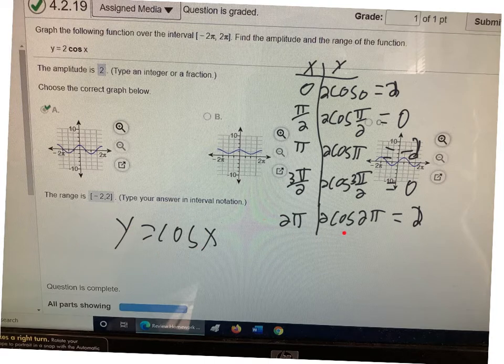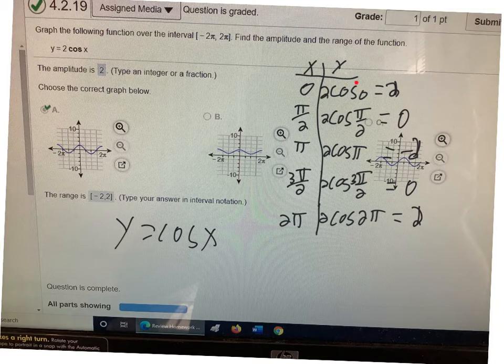But if you want to plot points, these are typical points they plot. They go from 0 to 2 pi, incrementing by pi halves. So 0, pi halves, pi, 3 pi halves, and 2 pi. You just plug those in for x. 2 times cosine of 0. Cosine of 0 is 1, times 2 is 2.